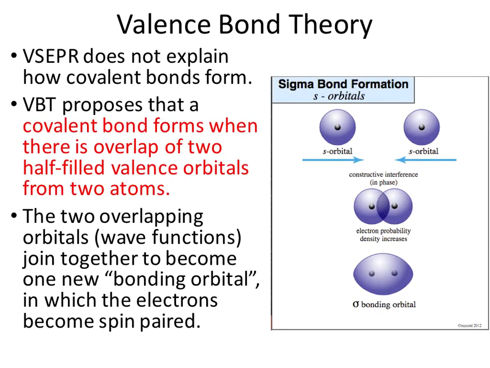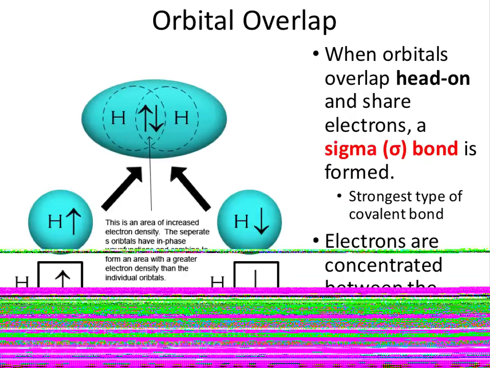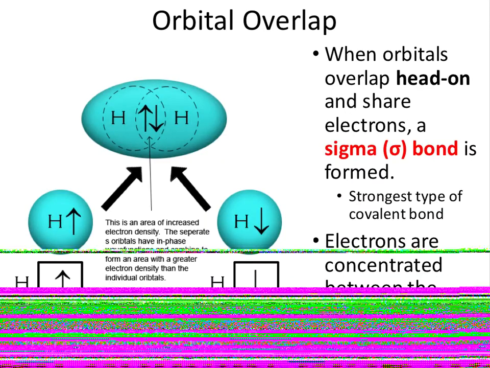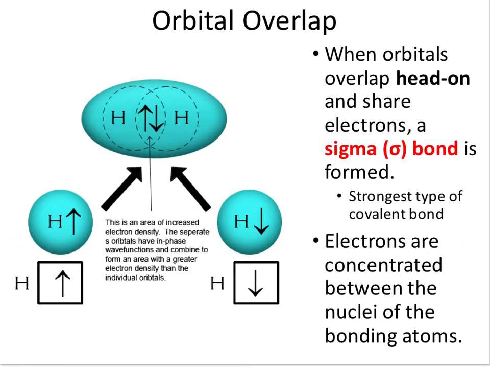So when these orbitals overlap, aka these wave functions, remember that these are all just wave functions, they join together to create a new wave function, and the electrons become spin paired. So here's an example of a covalent bond between two hydrogen atoms. One of them is an upspin, the other one is a downspin over here. And when they come together, you can see that their spins are going to be paired.